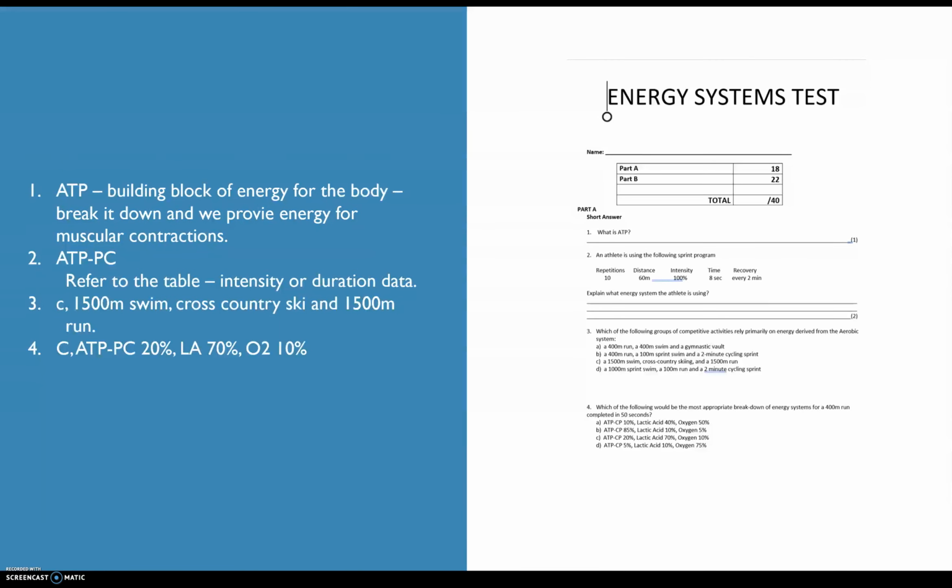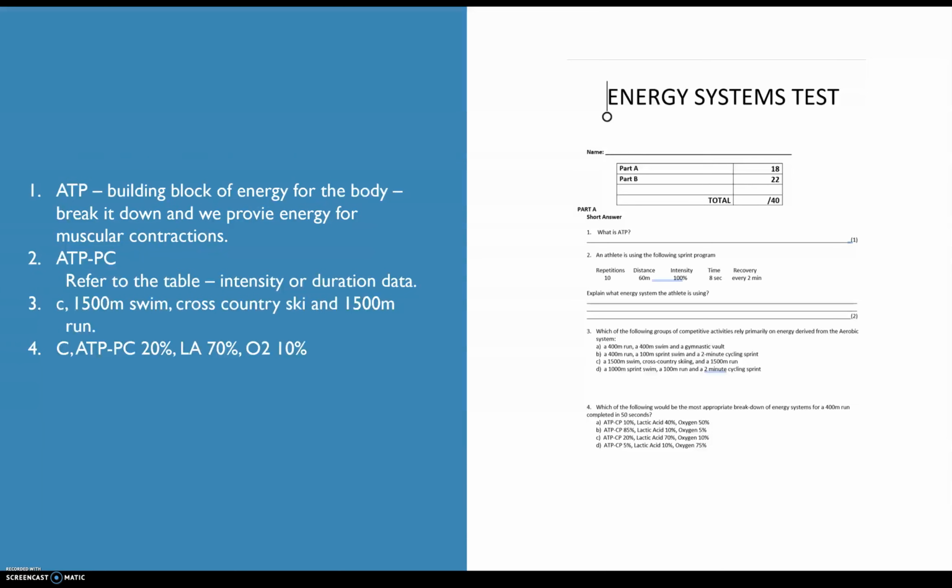Question 2, if you look at the table there, the intensity being 100% and the duration being less than 10 seconds suggests it's the ATP-PC system. You needed to refer to the table to get those 2 marks. So if you just wrote ATP-PC system, you would have got 1, and you needed specific data from the table to complete that answer.